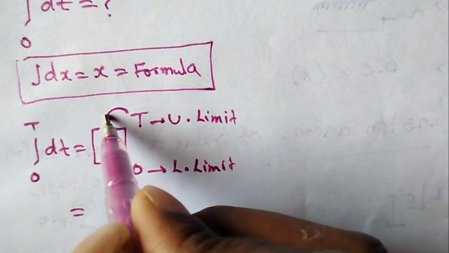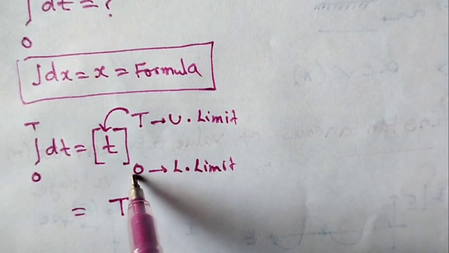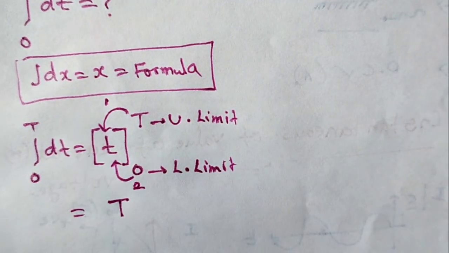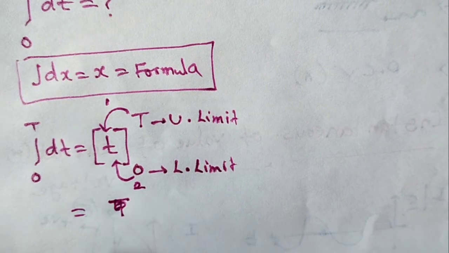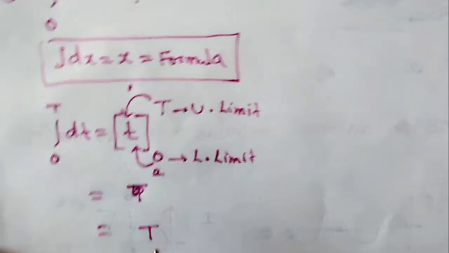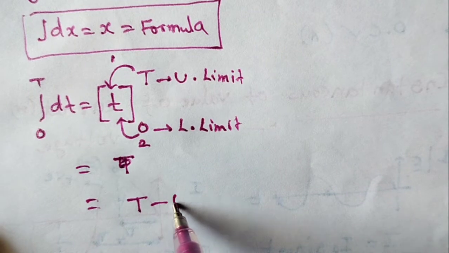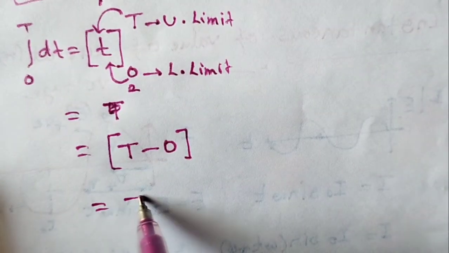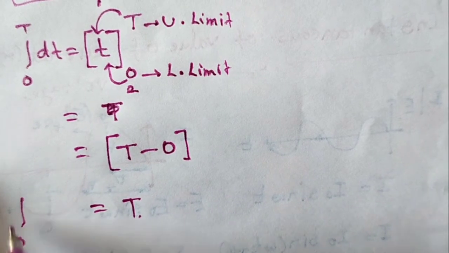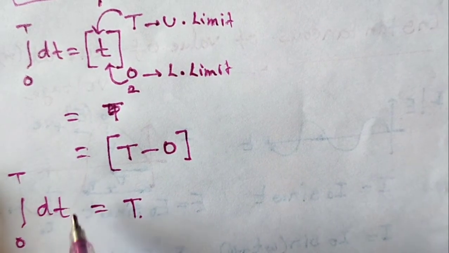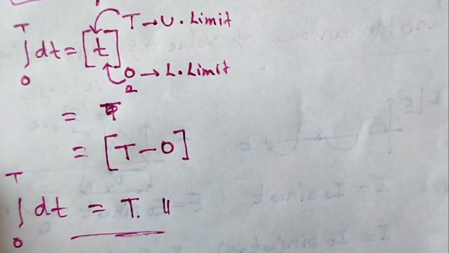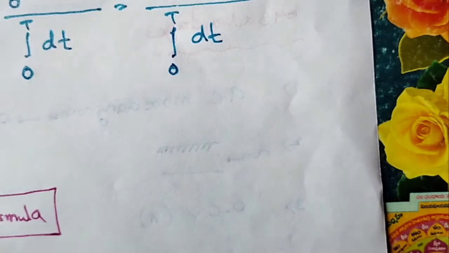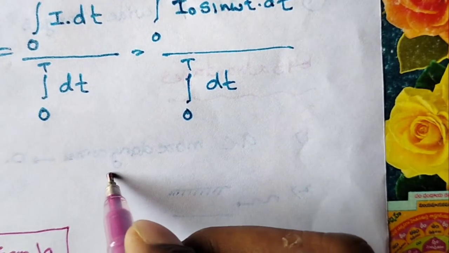First you substitute like this one, second you substitute this one. This is the first substitution, this is the second substitution. That is here T minus the second limit 0. So T minus 0 is equal to T. Therefore integral 0 to T dt is equal to capital T. So this is one integral. And the second one, very simple.